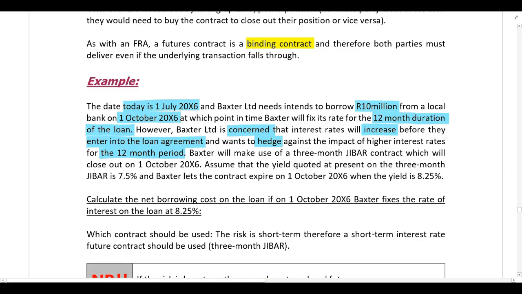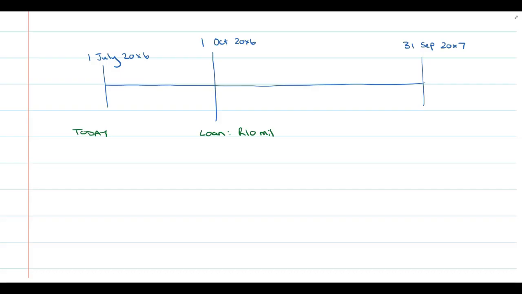Baxter will make use of a 3-month JIBAR contract, which will close out on the 1st of October 20x6. You can assume that the yield quoted at present on the 3-month JIBAR is 7.5%, and they let the contract expire on the 1st of October 20x6 when the yield is 8.25%. So if we just include this on our timeline, the JIBAR yield at present is 7.5%, and 3 months from now, the yield is going to be 8.25%.